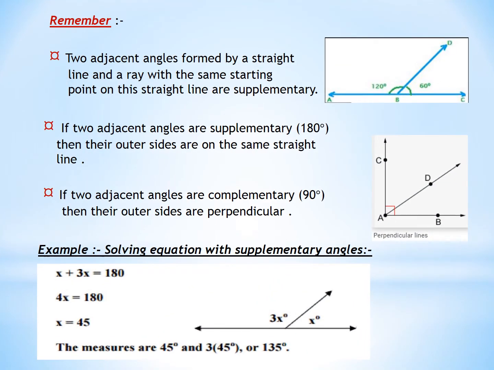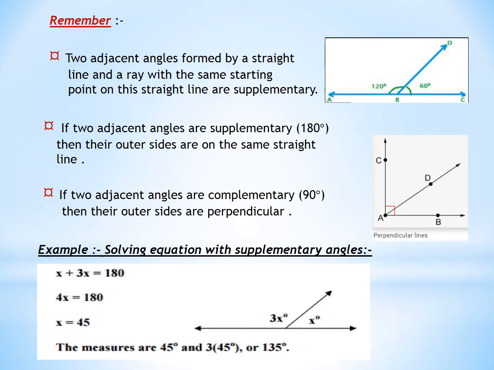Remember الفيجر قدامي هو بيقول لي ان انا لو عندي straight line, two adjacent angles formed by a straight line and a ray with the same starting point on this straight line are supplementary. لو في straight line وبعد كده ال starting point بتاعت الري موجودة على نفس ال straight line ده، هيعمل ايه الري مع ال straight line؟ هيعمل two adjacent angles supplementary. supplementary يعني الاديشن بتاعهم هيعمل 180.